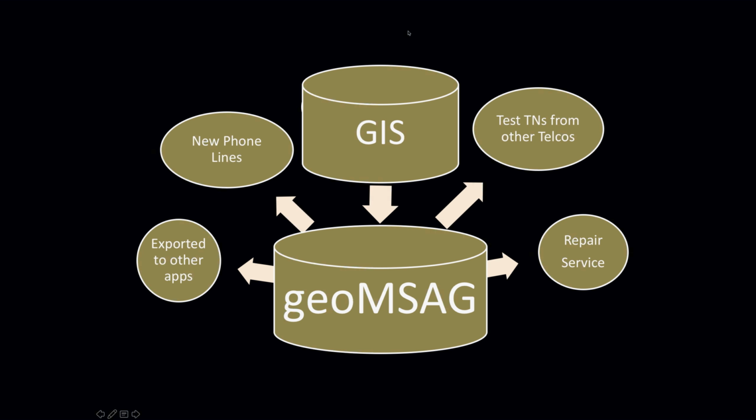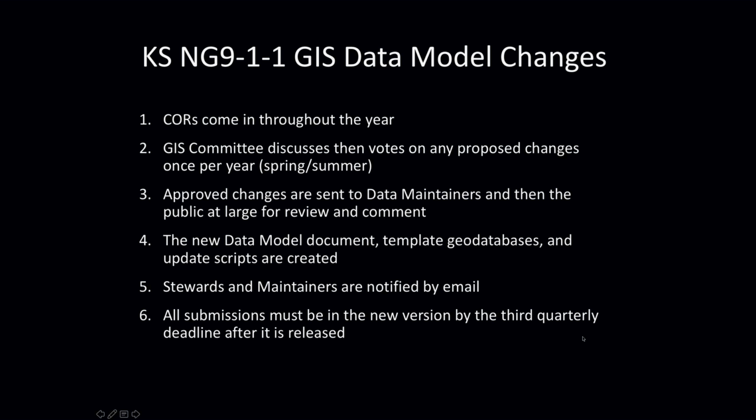Okay. So the other information I was going to pass on today is what our committee is doing. So I wanted to go over how our data model changes happen, because we're about to do a bunch of changes to the data model. Change order requests come in throughout the year, and those get consolidated by me, and the GIS committee discusses and votes on any proposed changes. We do that one time a year.